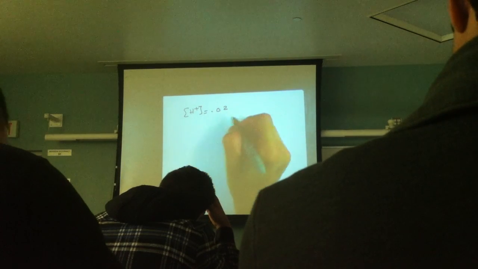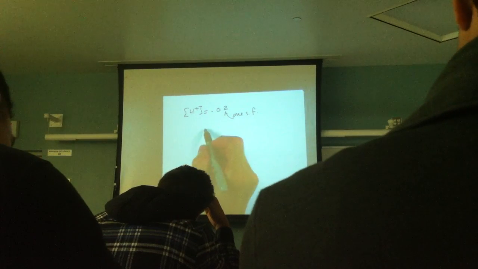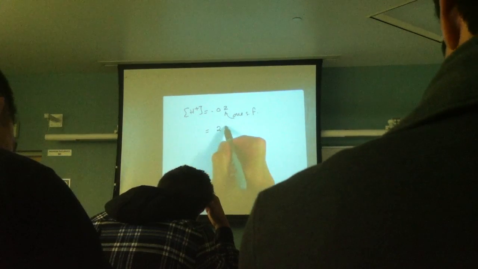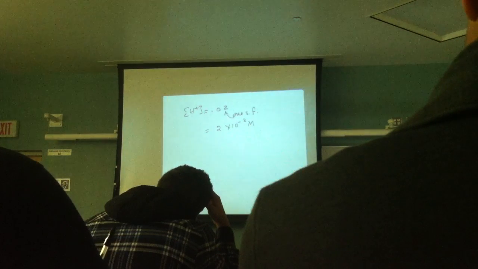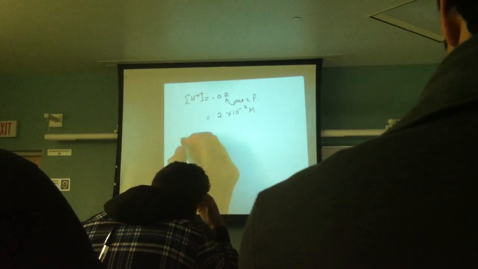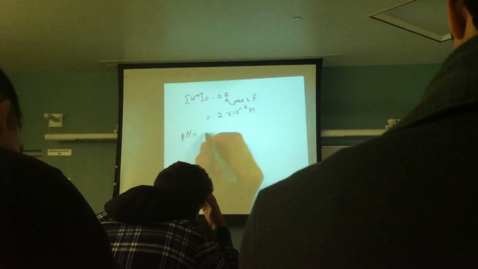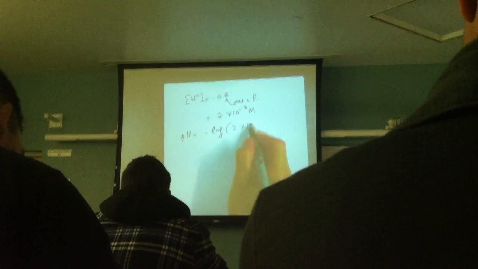How many sig figs? 1 sig fig. Can I say 2 times 10 to the negative 2? Yeah. I'm ready to find the pH. Negative log. Ooh, this whole thing here.